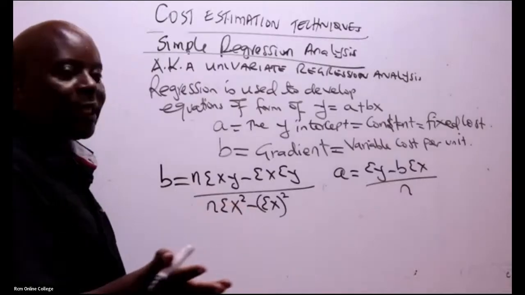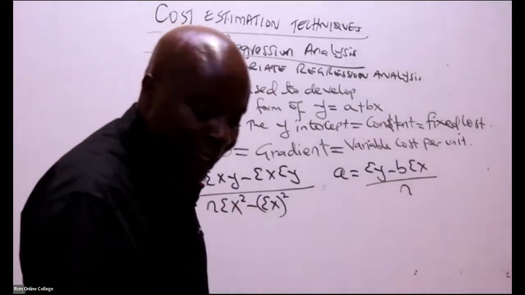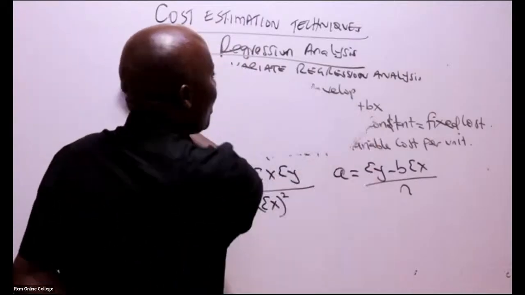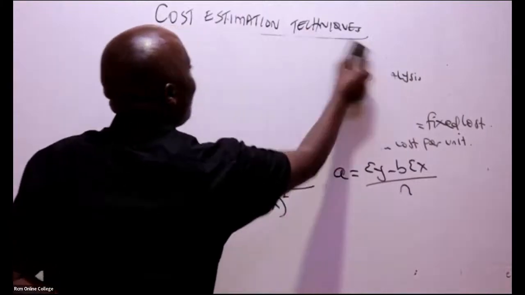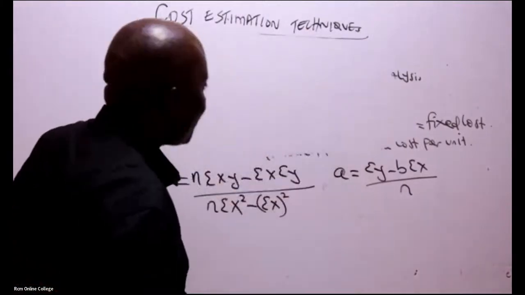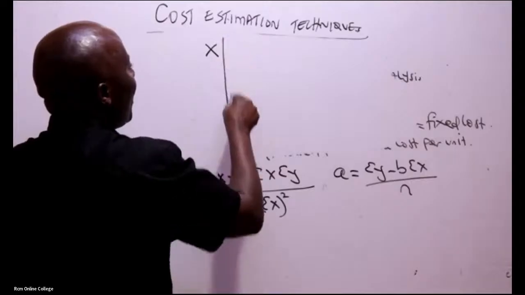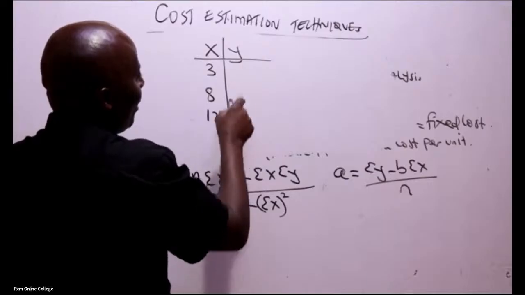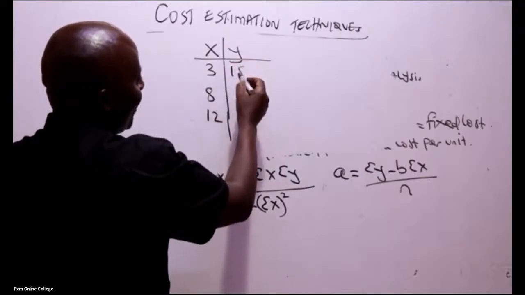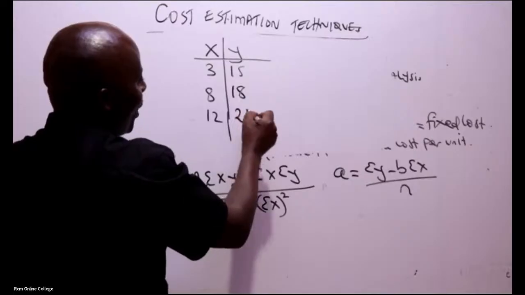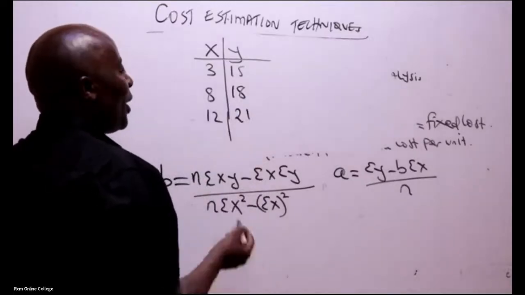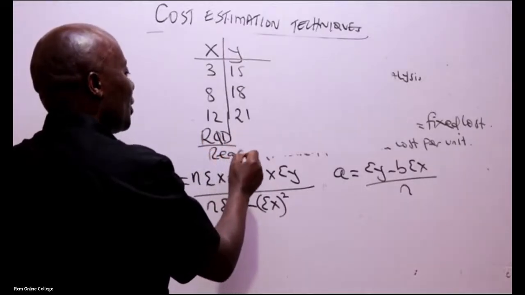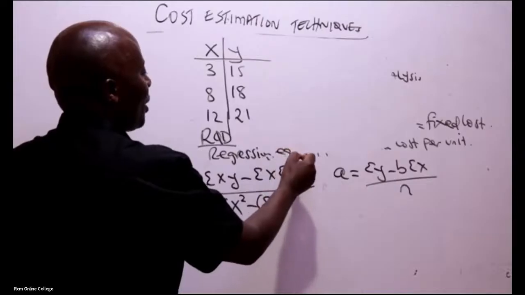I'll give you a very short example before we look at the question that came just the other semester. I'll give you a very simple illustration. If, for example, you are given just three data values, you are given x and y. So they give you 3, 8, and maybe 12. Then they give you here 15, 18, and 21. And then you are required to get the value of B and A, the required regression equation.